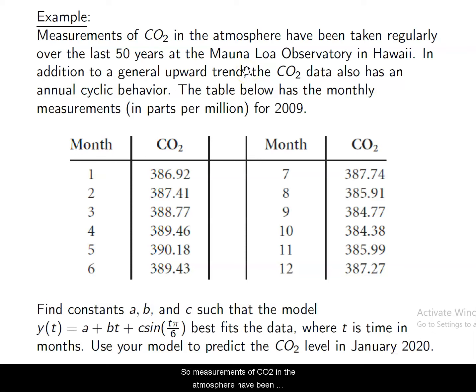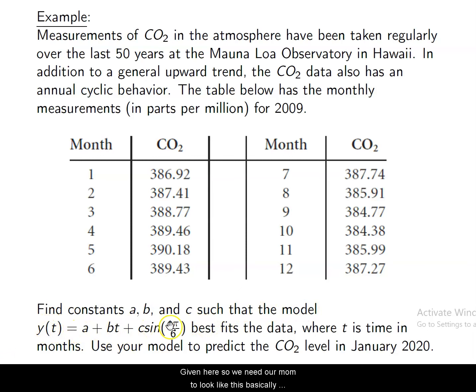All right. So measurements of CO2 in the atmosphere have been taken regularly over the last 50 years at the Mauna Loa Observatory in Hawaii. In addition to a general upward trend, the CO2 data also has an annual cyclic behavior. The table below has the monthly measurements in parts per million for 2009. Okay, so this is the corresponding month, January through December. And then these are the CO2 levels, the carbon dioxide in parts per million. Okay, parts per million. We want to find constants A, B, and C, such that the model given here.